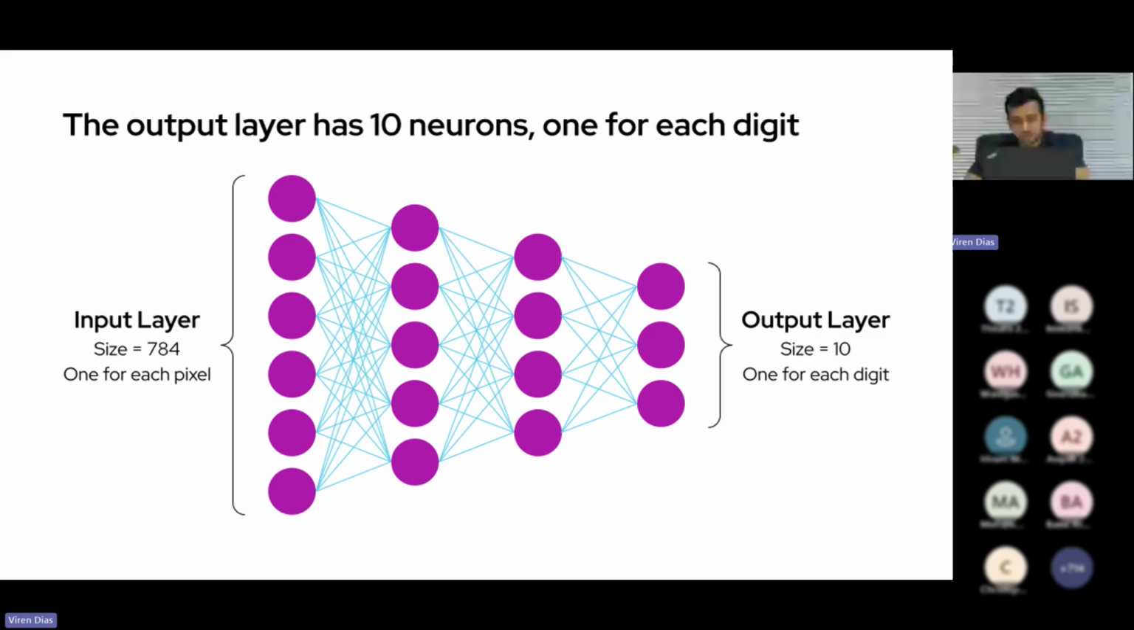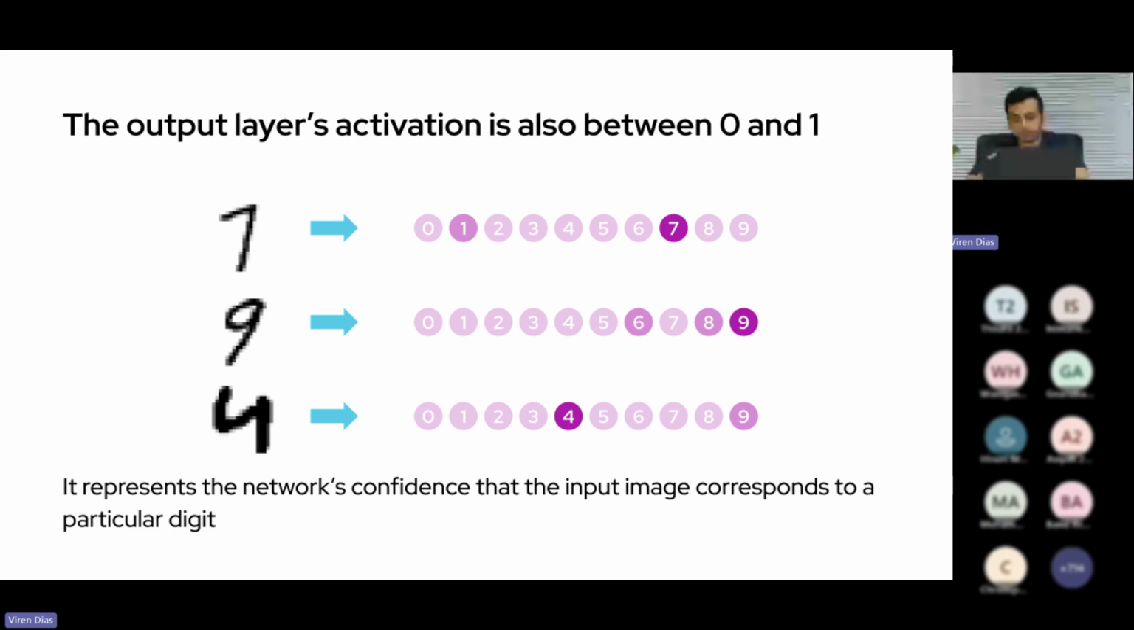Then the last, or output, layer only contains 10 neurons, each representing one of the digits from 0 through 9. And once again, I've only drawn 3. That's just for aesthetic reasons and just to fit it on the page. The activation of these neurons is once again going to be between 0 and 1, and it represents how confident the neural network is that the input image corresponds to a particular digit.